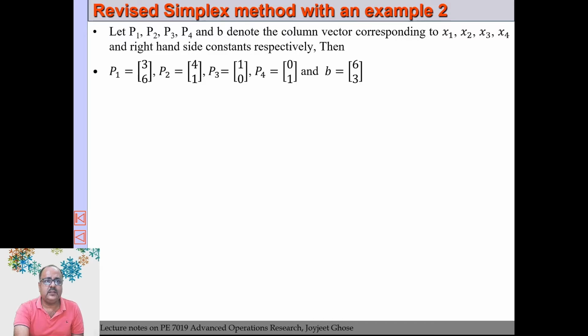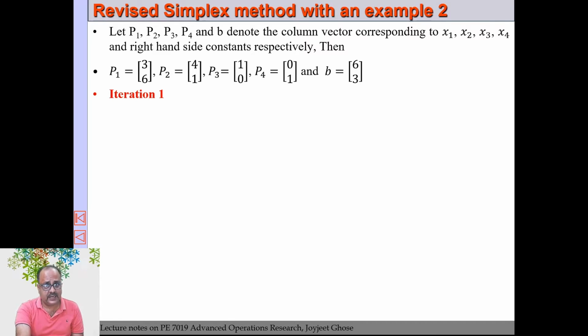I'll be storing the values of the column matrix in P1, P2, P3, P4. These are all the aij values of x1, x2, x3, x4 in the constraint equations, and b is equal to 6, 3. That we know. So here we'll start with iteration 1.